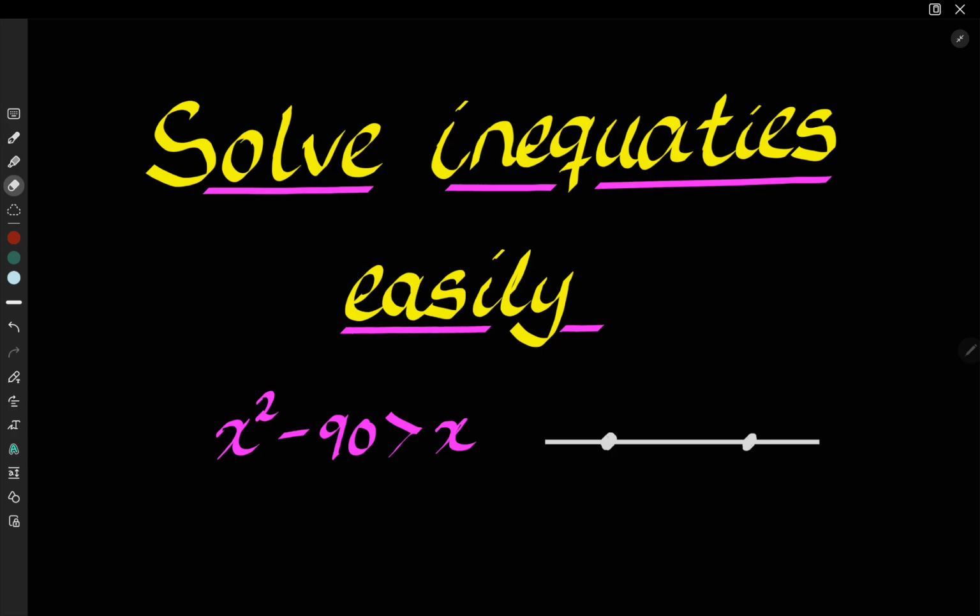So to discuss these inequalities, I have some examples that I have taken from exam papers from 2018, 2019, and 2022. So it will be easier to use those questions. So let's just jump into some examples and show you how to do this.